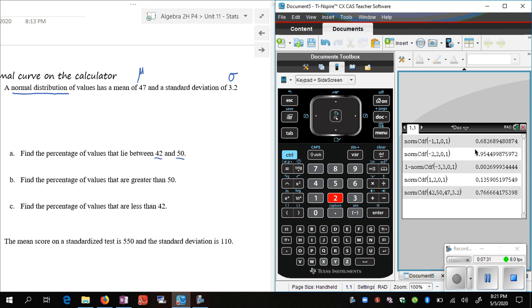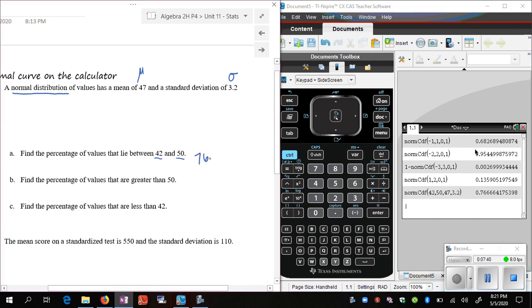And I'm going to get 0.7666. So I'm just going to go with what the previous page had it as, so 76.6, round up, 76.67%.